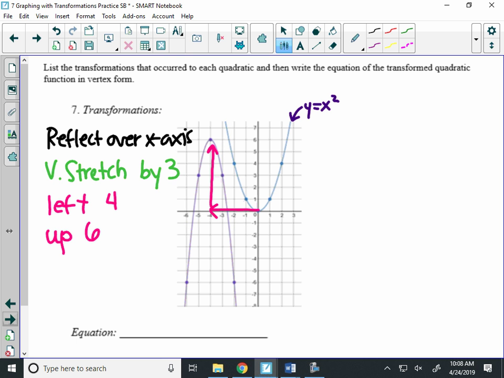So let's write an equation. We're going to start with y equals. Now the reflecting over the x-axis, that's a negative in front of everything. The vertical stretch by 3 means I have to put a 3 in front of the parentheses, but after the minus sign. Left works inside the parentheses here. You're going to have an x. Now left here is going to be a +4 inside the parentheses, and up 6 will be a +6 outside of the parentheses.